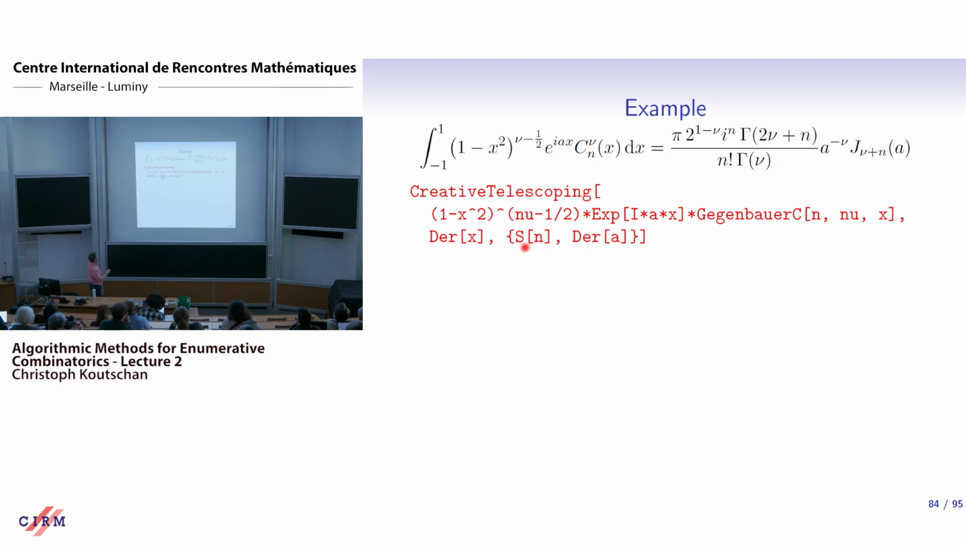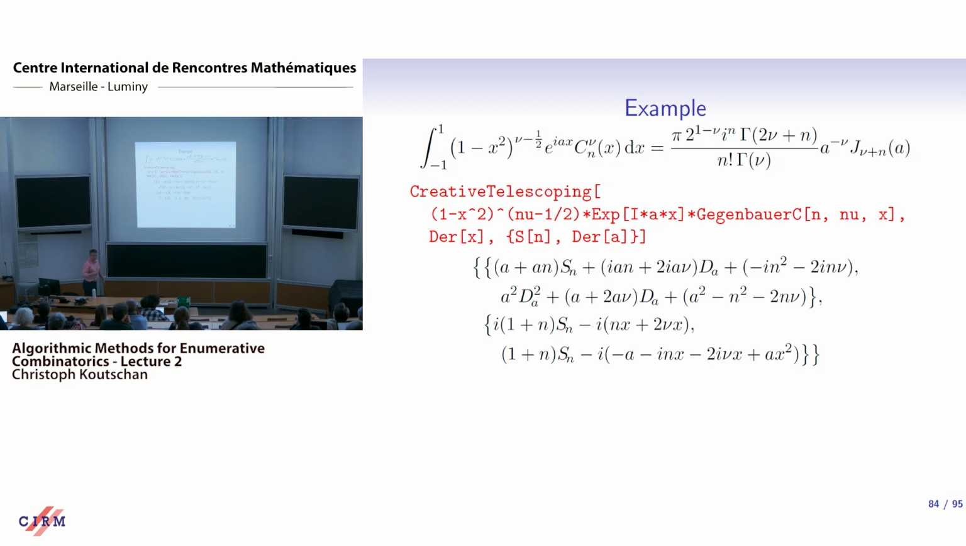So we choose to consider the shift in n and the differentiation with respect to a. And we decide to ignore the nu. This is just a random choice. You can play with this. And then after a few moments, you get this output.